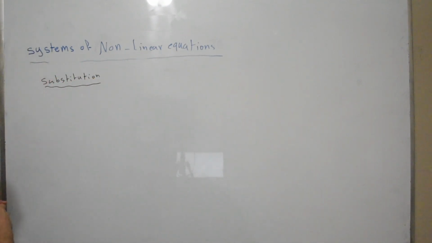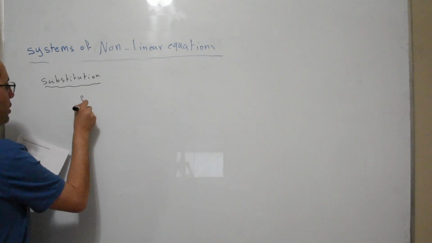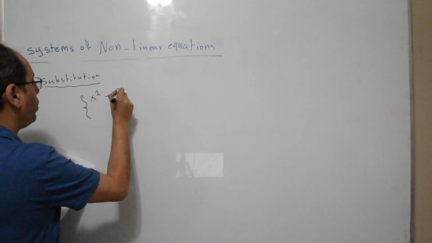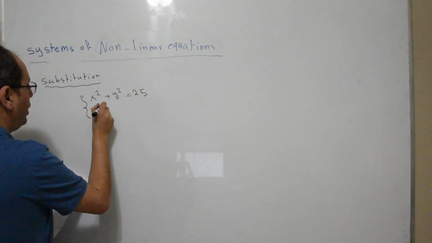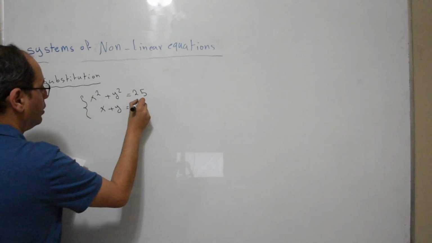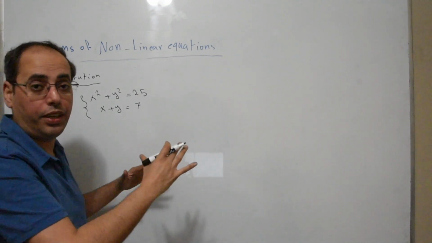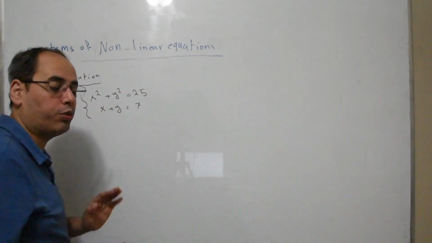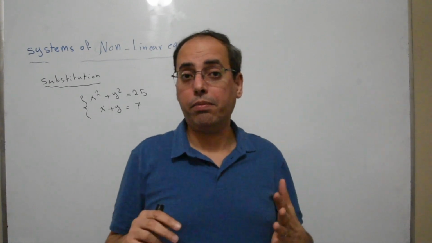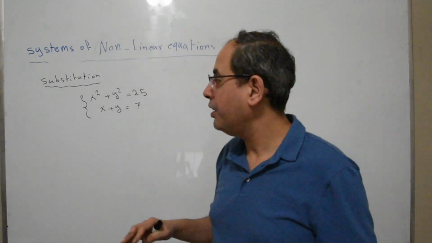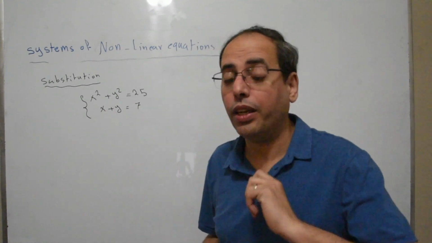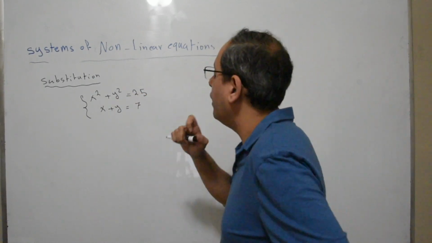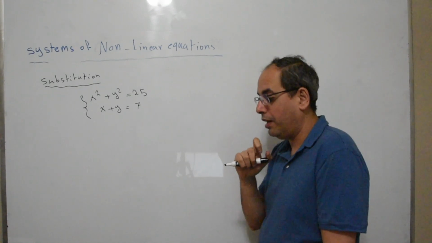Okay, so here's my first question. I have a system of nonlinear equations. I have x squared plus y squared equals 25, and x plus y equals 7. Let's look at these two together. The first thing we have to know is that x squared plus y squared equals 25 is very common and familiar to you. What is that? Yes, it's a circle equation centered at the origin, and the radius is 5. The second one is a linear equation.